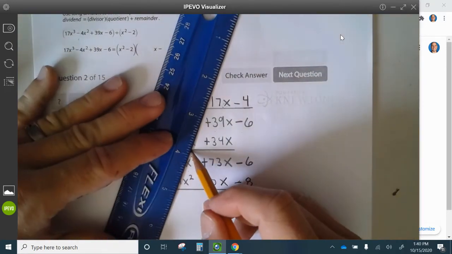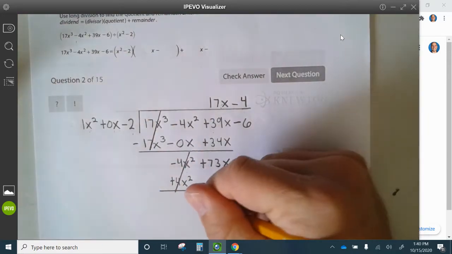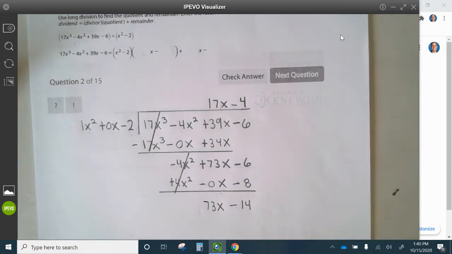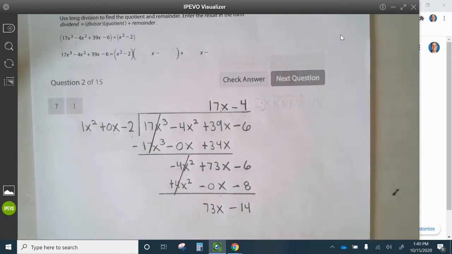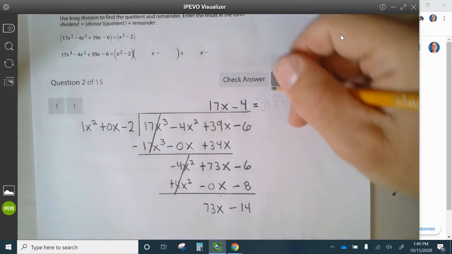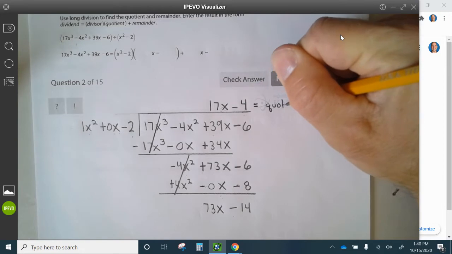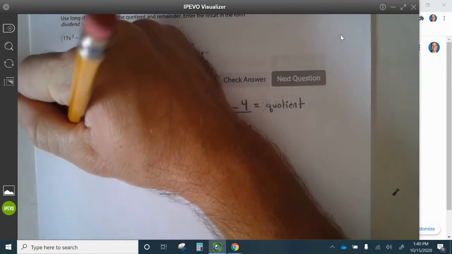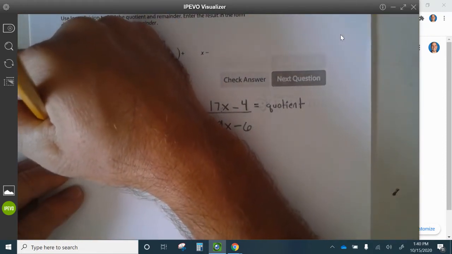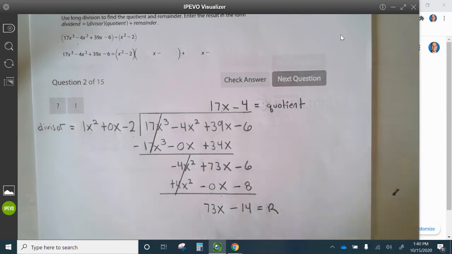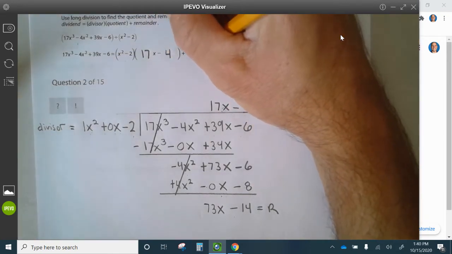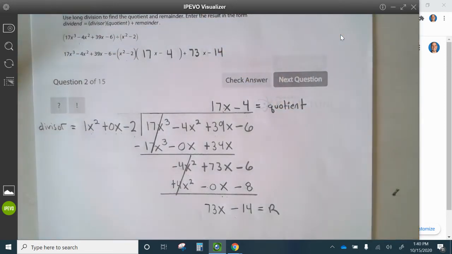If you did this correctly, the first terms cancel, they do. So you're left with 73x minus 14. Okay, so we fill this in. Remember, this is the quotient. This is the remainder, which we call R. And then this is the divisor. So we have the x squared minus 2 right there. Now we have 17x minus 4 plus 73x minus 14.